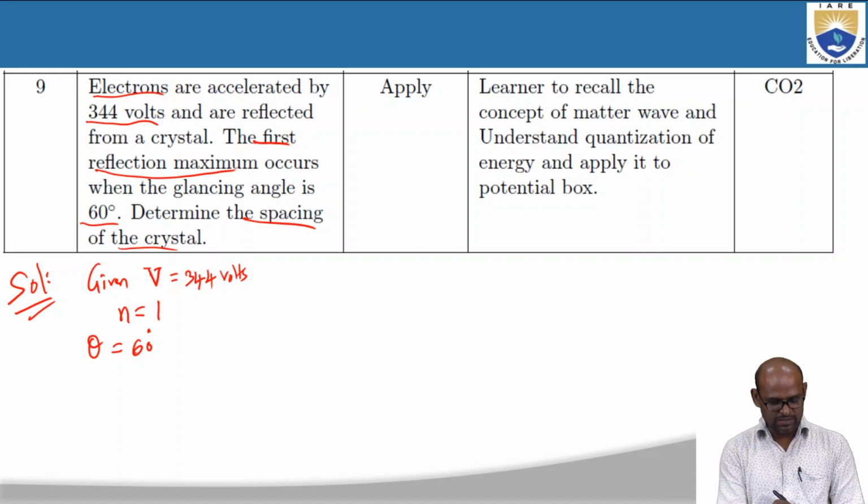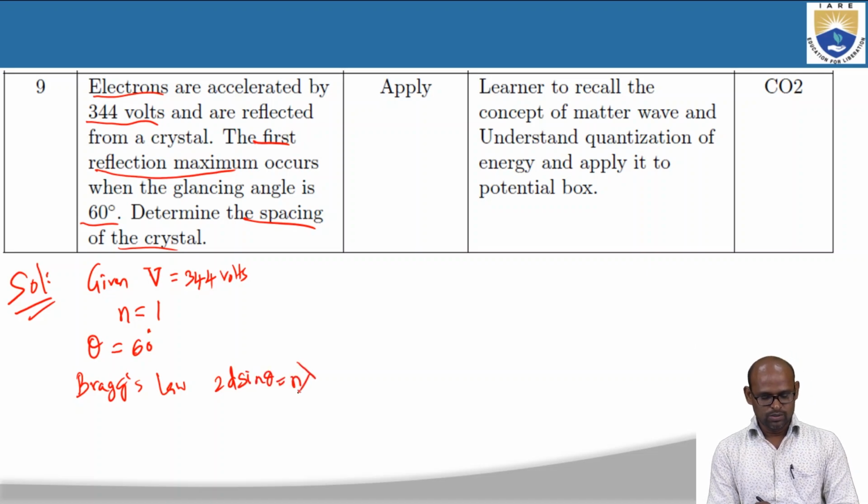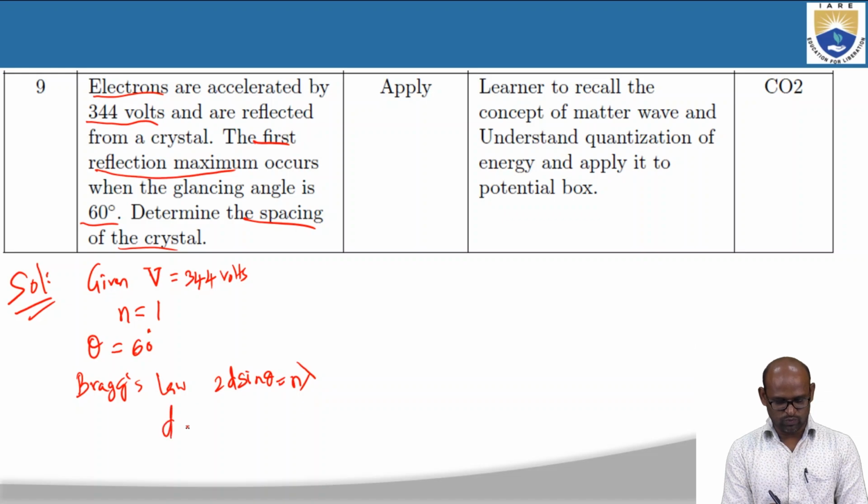To calculate the spacing D, we need to use Bragg's equation. Bragg's law: 2D sine theta is equal to n lambda. D we need to find out, theta and n they have given, but lambda they have not given. So we can calculate lambda, and once we calculate lambda, we substitute in this equation. D is equal to n lambda by 2 sine theta.